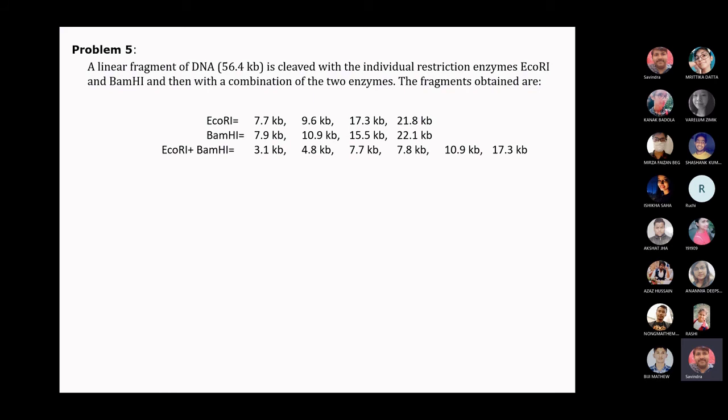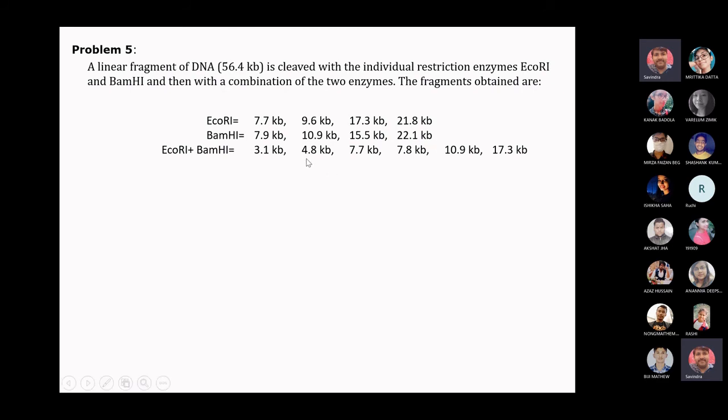51.6. Is it less or more than the required? Sir, it is less. How much? 4.8. It means this 4.8 kb is what we are getting over here.